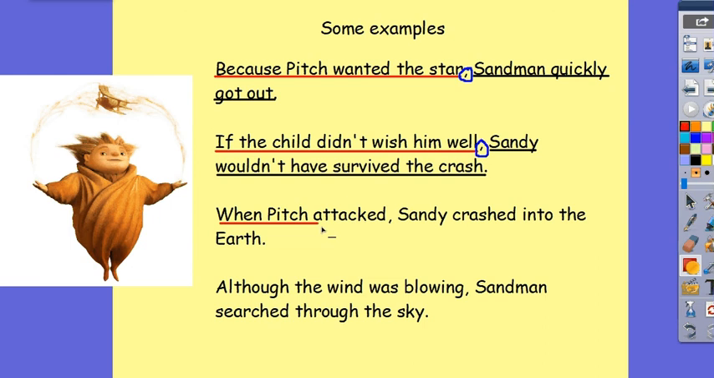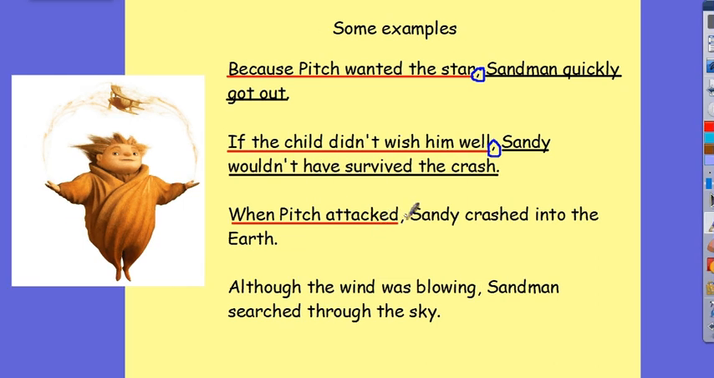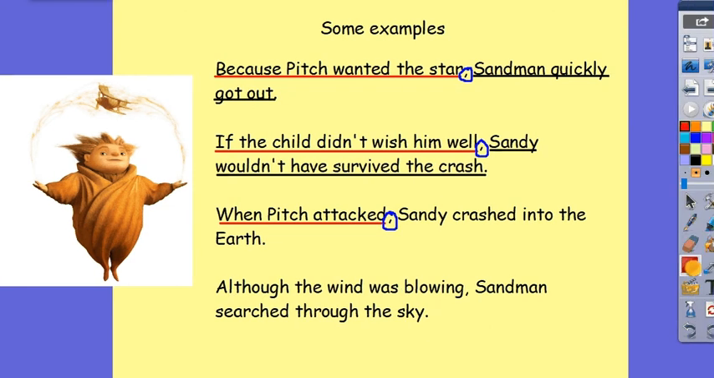So looking at that next one, our subordinate clause is when Pitch attacked, and we've got the clue in the punctuation again because we have the comma. And then we also have the main clause, and the main clause is Sandy crashed into the earth. That bit makes sense on its own. That is our main clause. Our subordinate clause, when Pitch attacked, is the bit that doesn't make sense on its own, but gives the reader more information for telling specifically when Sandy crashed into the earth.